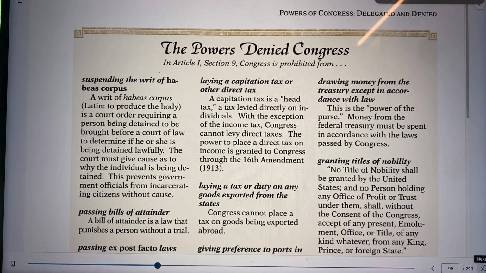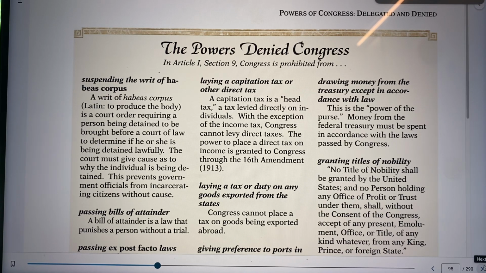Powers denied Congress. What Congress cannot do. Congress cannot suspend the writ of habeas corpus. So what is the writ of habeas corpus? It means to produce the body, but it means a court must give cause as to why an individual is being detained. So this prevents incarceration without cause. Basically, they cannot just take an individual and put them in jail without a cause, right?